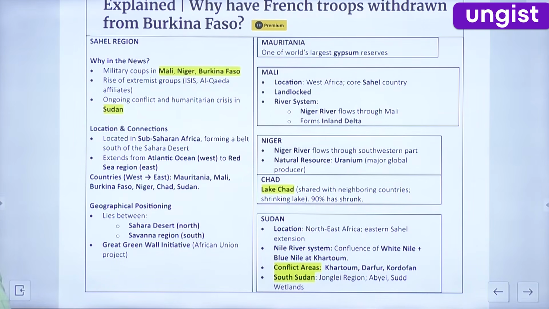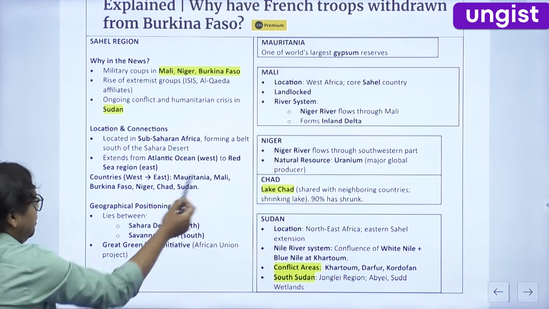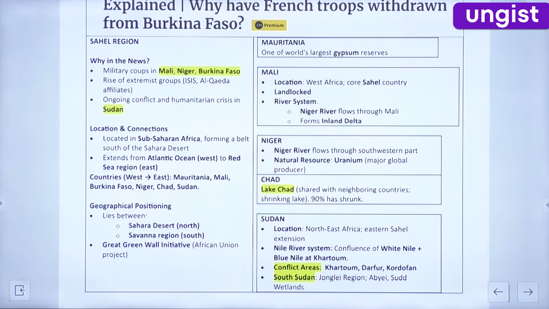Now, it extends from the Atlantic to the Red Sea region, right? And which are the countries of the Sahel region? Please remember: Mauritania, Mali, Burkina Faso, Niger, Chad, and Sudan. So it's not South Sudan, it's Sudan. South Sudan is below. And the Great Green Wall Initiative is by the African Union. Remember this.